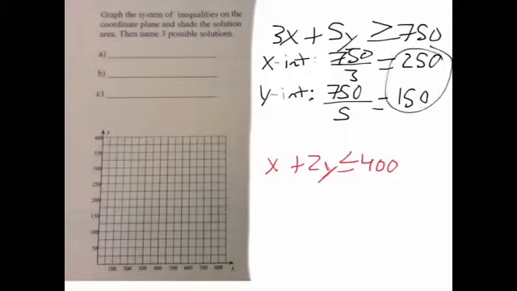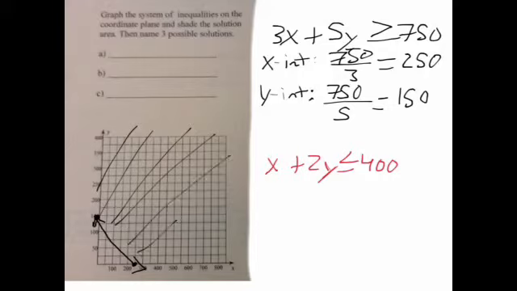So now I have my 2 intercepts. I'm going to plot both of those. I got 250 and a y-intercept of 150. This one says it's greater than or equal to, so I need to use a solid line. And it says greater than or equal to, so I need to shade up and to the right, like so.